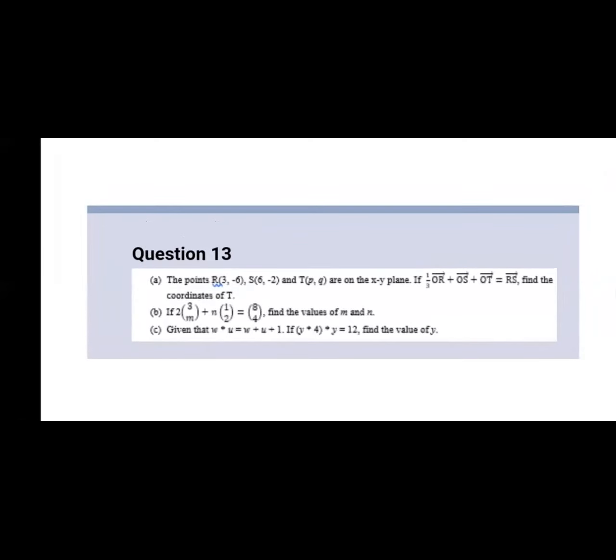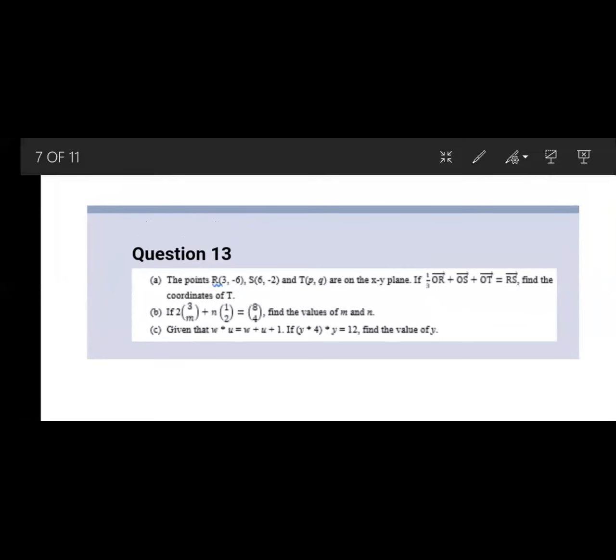I think the one that we are interested in, I will write it. The one we are interested in is the B part. You can go and solve the other ones on your own. The B part, let me rewrite it. We said if 2 into bracket 3m plus n into bracket 1, 2 equals 8, 4.